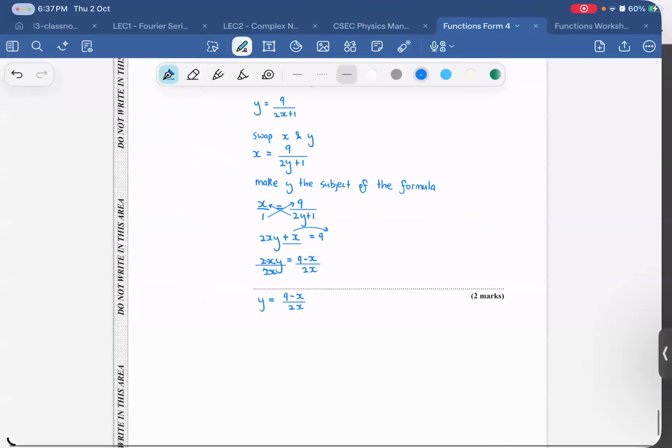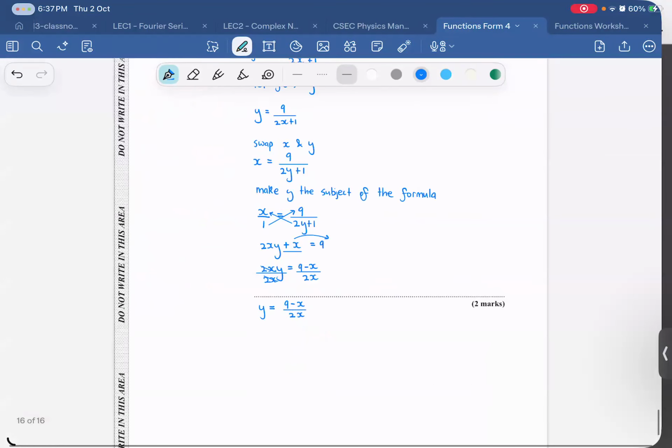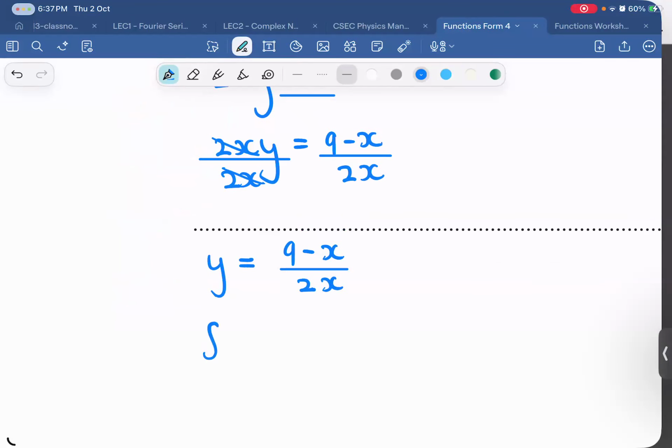The original function we had was f of x. So you know what y is going to turn into? y is going to turn into f inverse of x. Was it manageable? Yes, sir. All right.